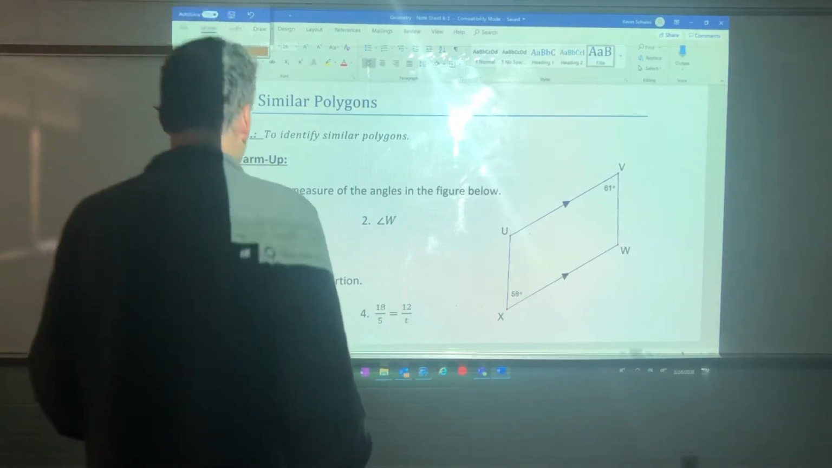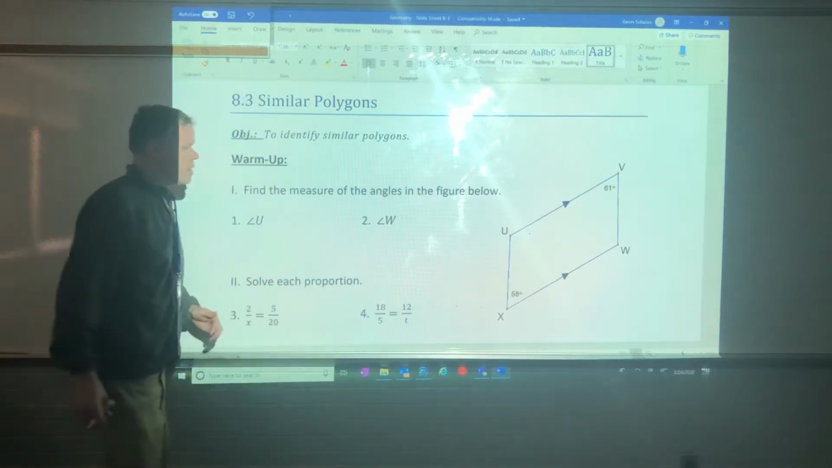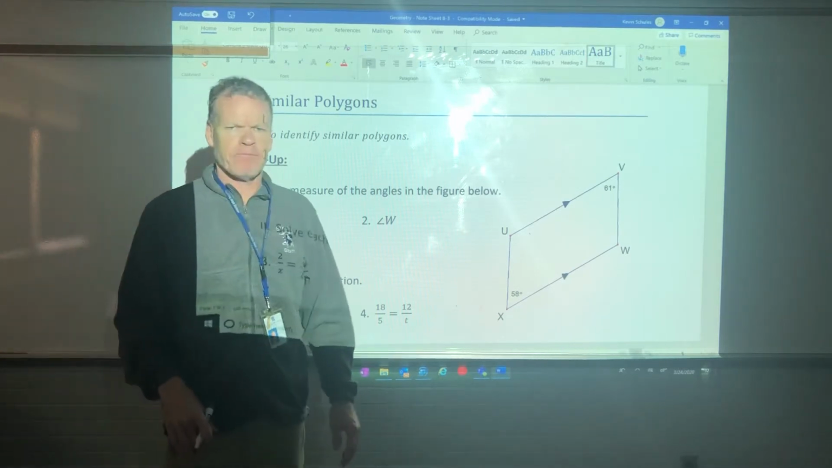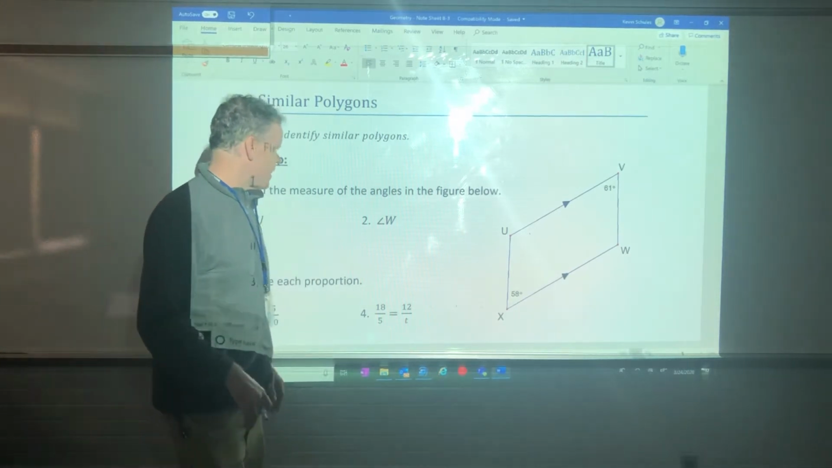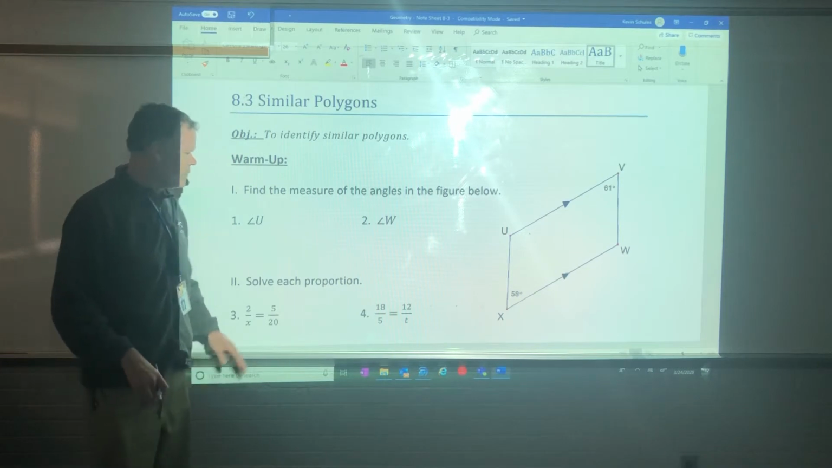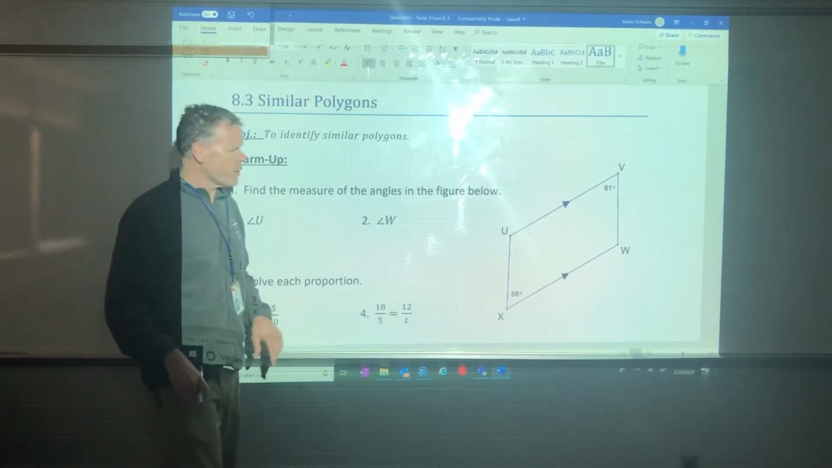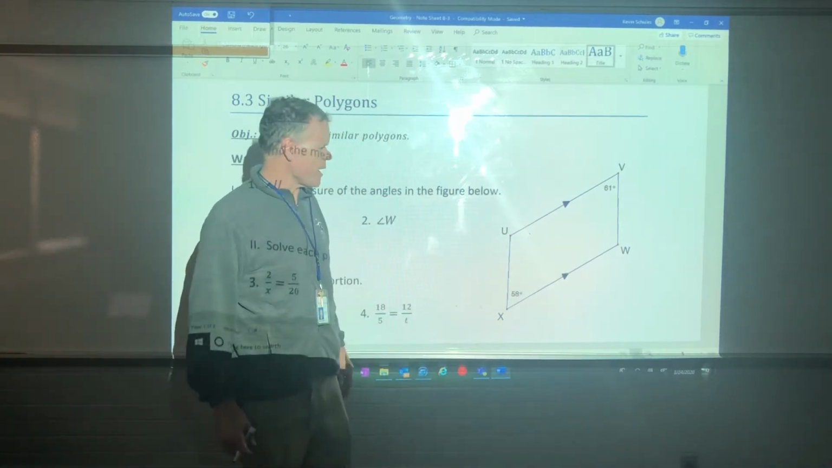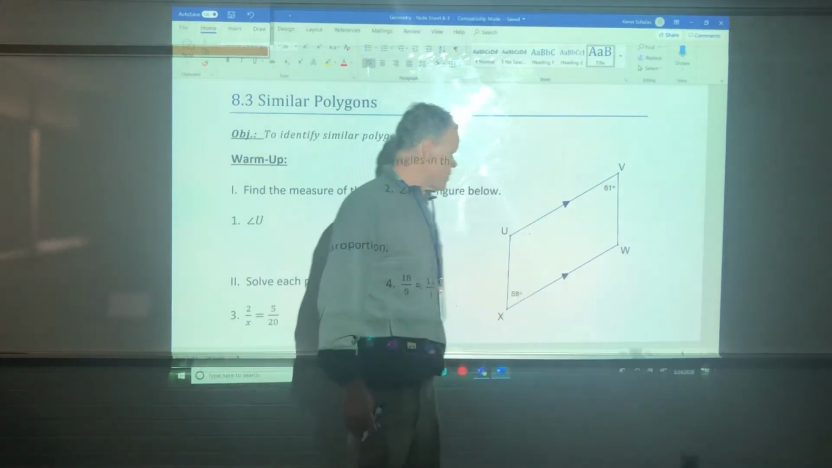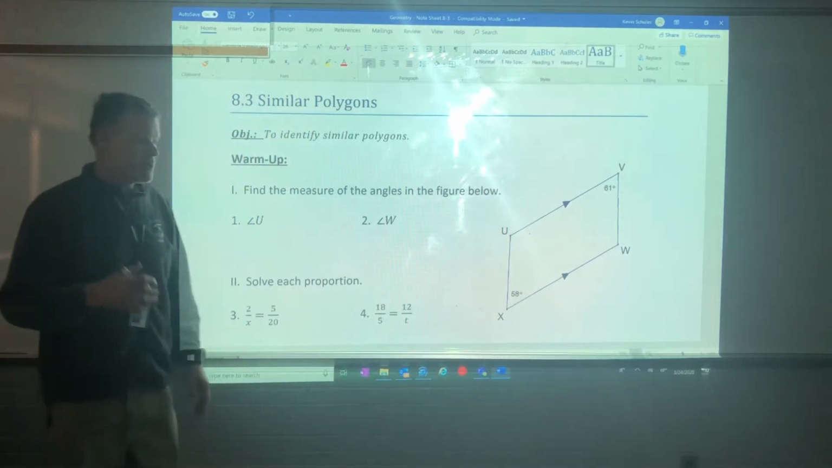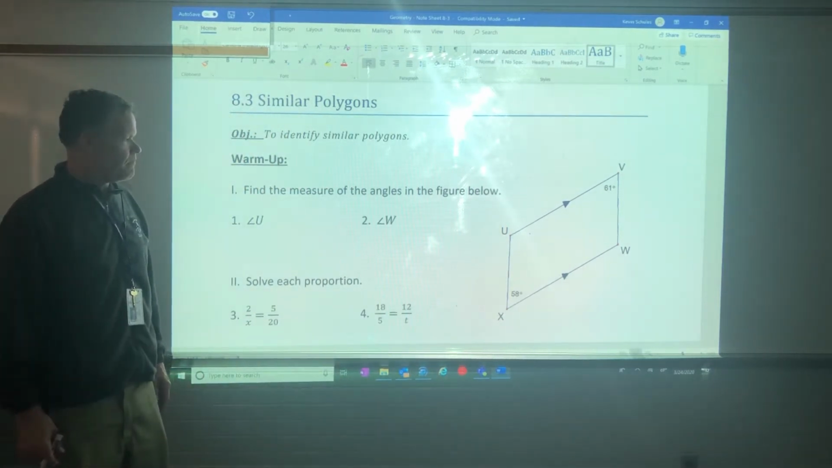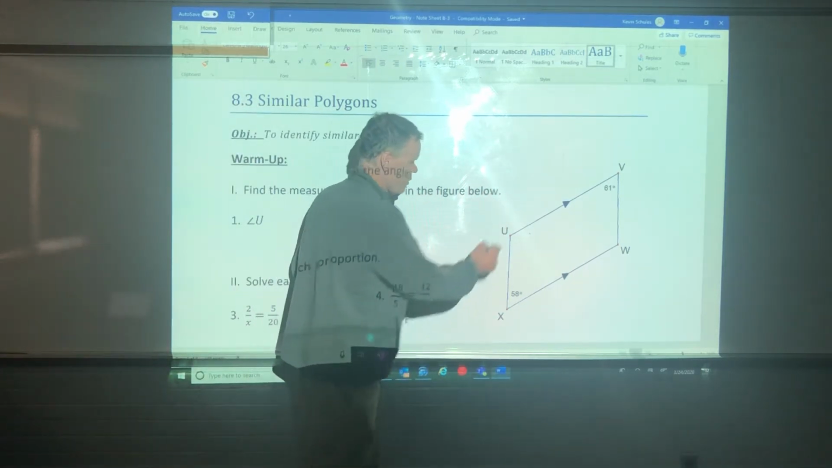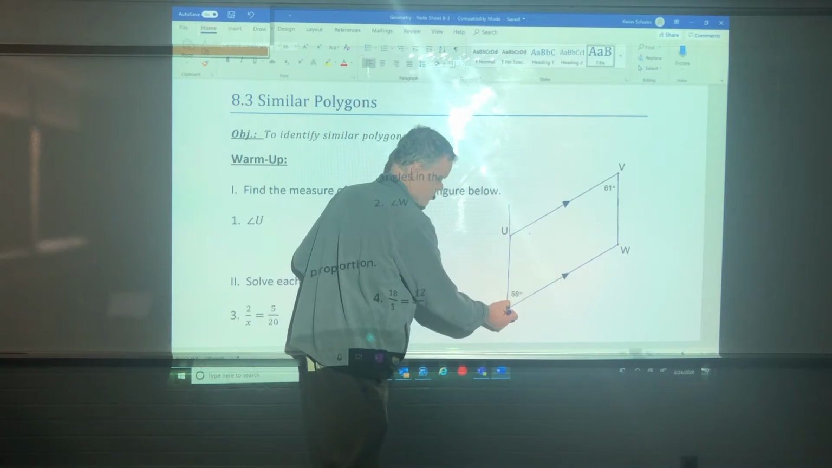Okay guys, today we're going to look at similar polygons. And in the warm-up, I'm not really going to worry about 3 and 4. We've done enough work with the proportions that I don't feel like that's a big thing. But I am going to look at 1 and 2 here, where we've got a quadrilateral with 2 parallel lines. The diagram doesn't really say what's going on with these two, but we're going to look at this quadrilateral almost like we looked at a transversal going through 2 parallel lines, okay?